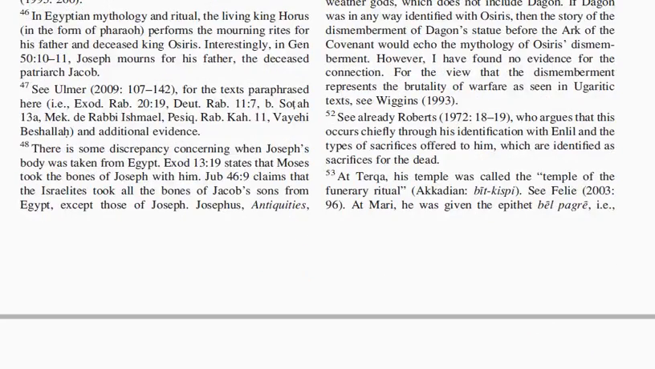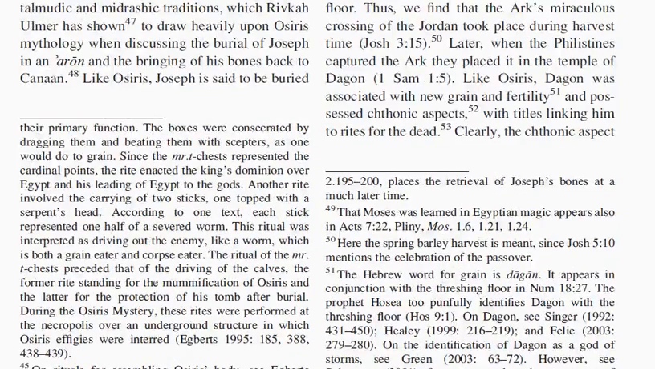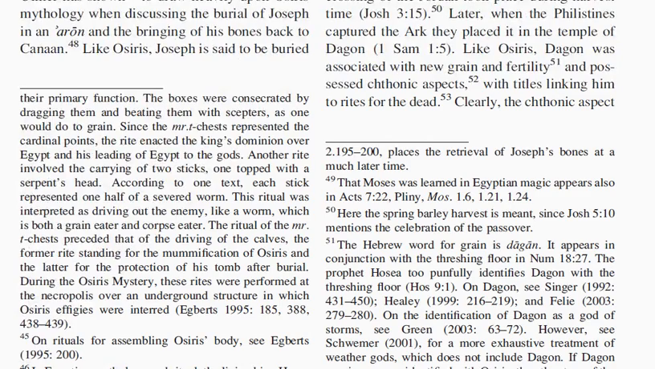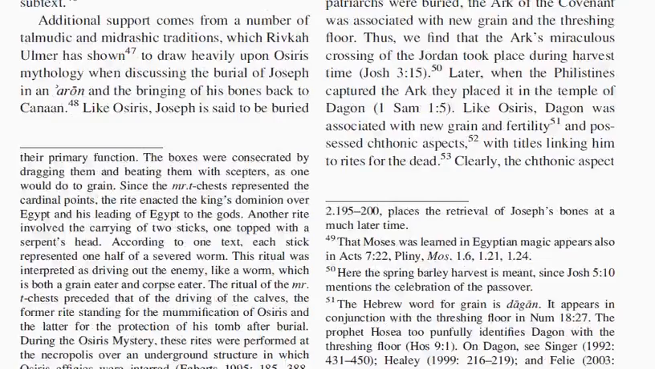Footnote: there is some discrepancy concerning when Joseph's body was taken from Egypt. Exodus 13:19 states that Moses took the bones of Joseph with him. Job 46:9 claims that the Israelites took all the bones of Jacob's sons from Egypt, except those of Joseph. Josephus' Antiquities 195 to 200 places the retrieval of Joseph's bones at a much later time. End of footnote.